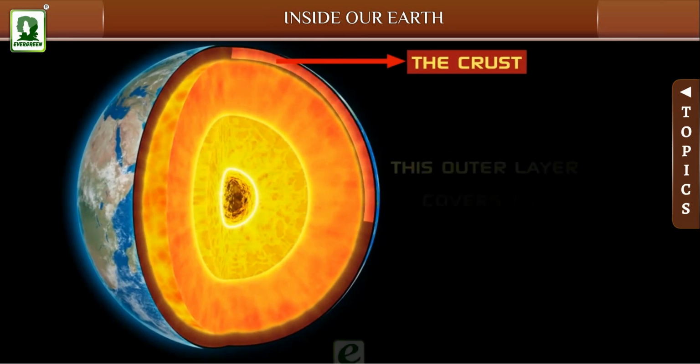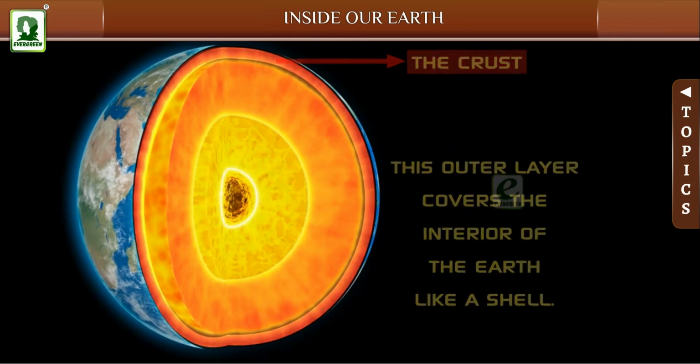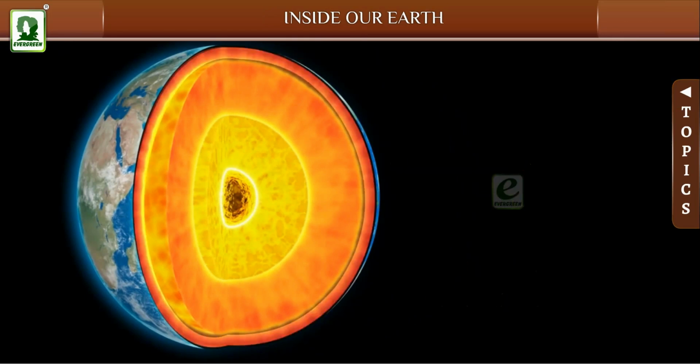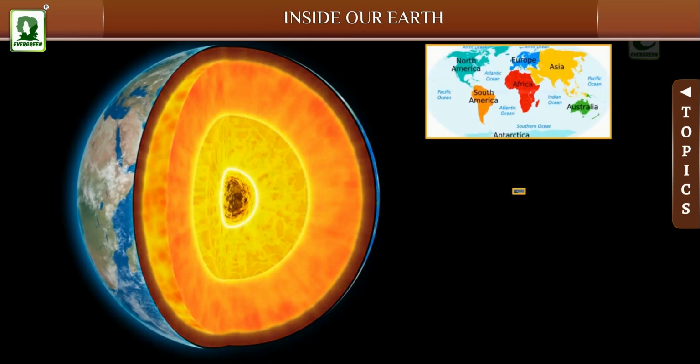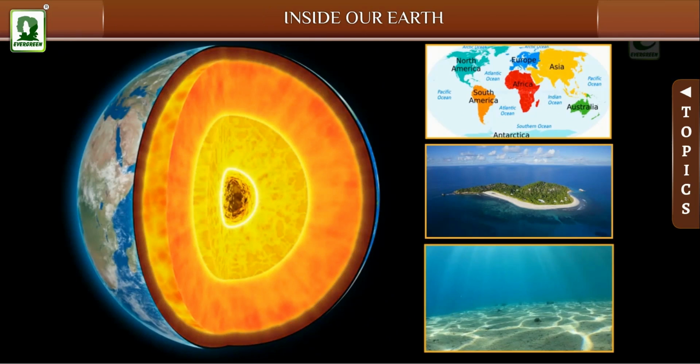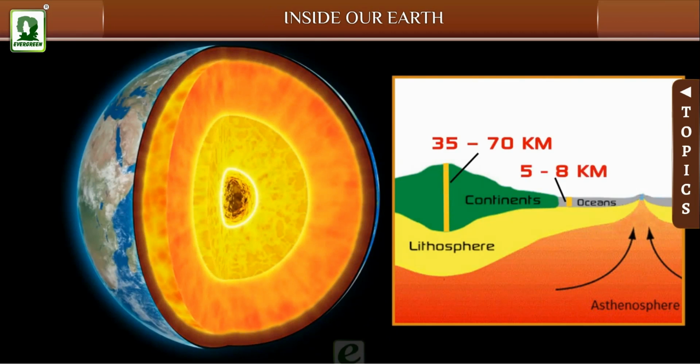This outer layer covers the interiors of the Earth like a shell. It is this layer that supports life. It includes all the continents, islands, and ocean floors. The crust under the continents is much thicker, with an average thickness of 35 to 70 kilometers. The crust under the oceans is thinner, with an average thickness of just 5 to 8 kilometers.